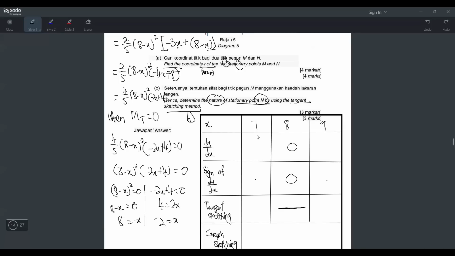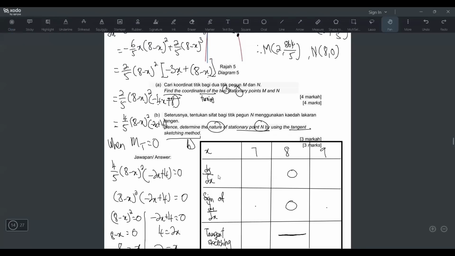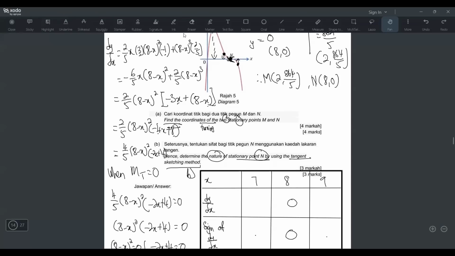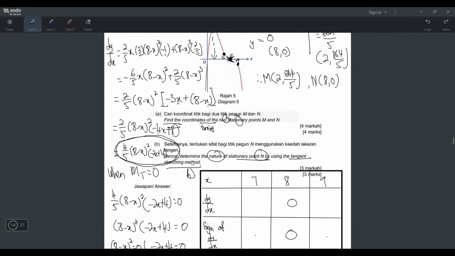Okay, let's find the dy dx first. We all know how to find dy dx. We already did dy dx just now. This is the dy dx answer, the one I circled. So all you have to do is sub 7 inside here. When you sub 7, what happens? 8 minus 7 is 1. 1 power 2 is 1 also. 1 times 4 over 5 is 4 over 5.